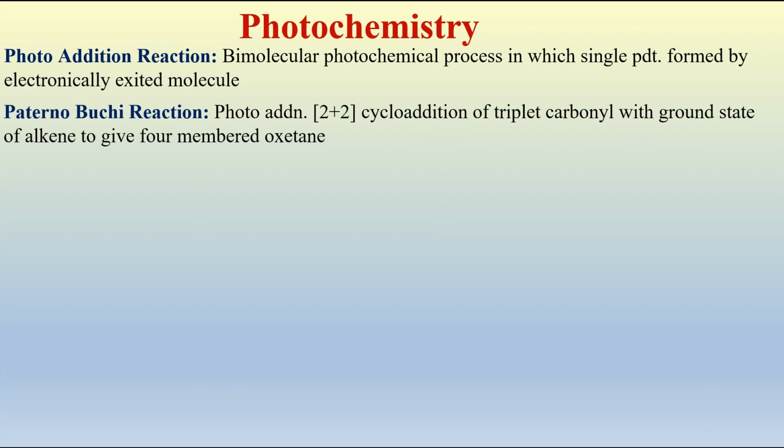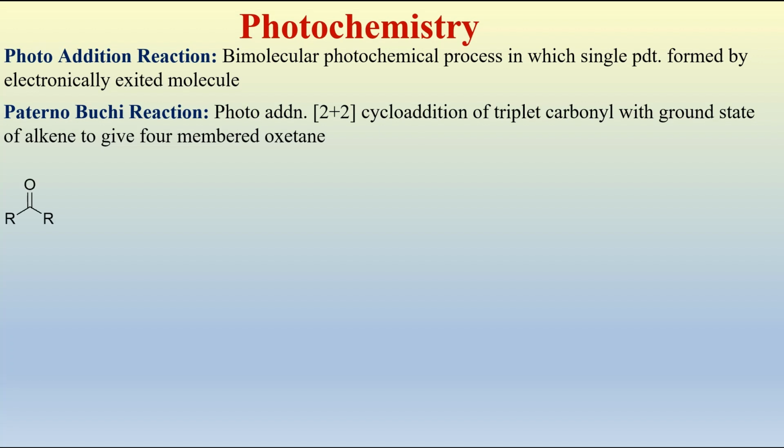One of the finest examples for photoaddition reaction is Paterno-Buchi reaction. This is a 2 plus 2 cycloaddition reaction which is induced by light. Here, a triplet carbonyl combines with the alkene in the ground state to give a four-membered oxetane ring. As this is given by Paterno and Buchi, it is named after them as Paterno-Buchi reaction.